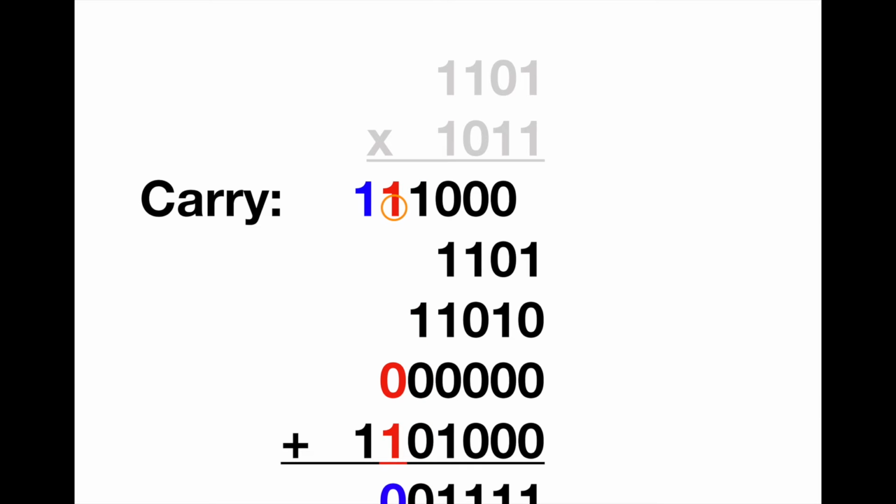Next column, we do the same thing. 1 plus 1 is 1 0. 0 at the bottom, 1 at the top. Repeating the same step, 1 plus 1 is 1 0. 0 at the bottom, 1 at the top. And the last one is just the carried 1. So we just write it down at the far left. So the final answer is 1 0 0 0 1 1 1 1.